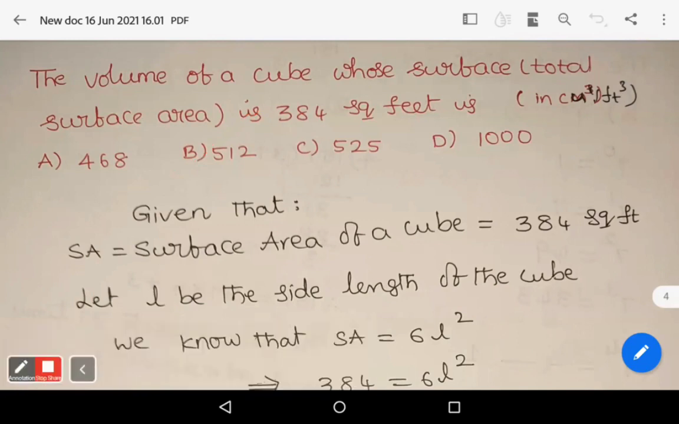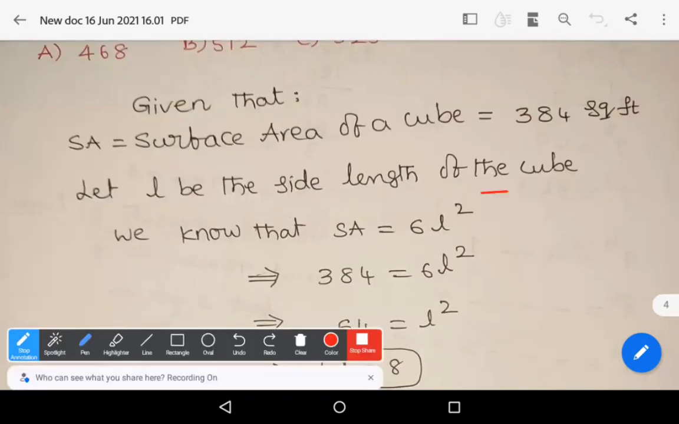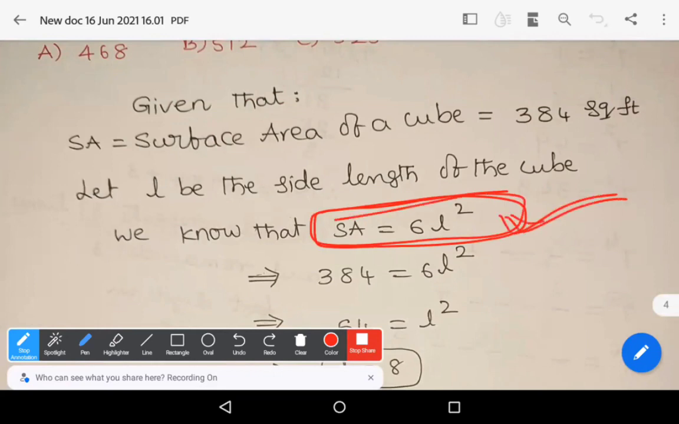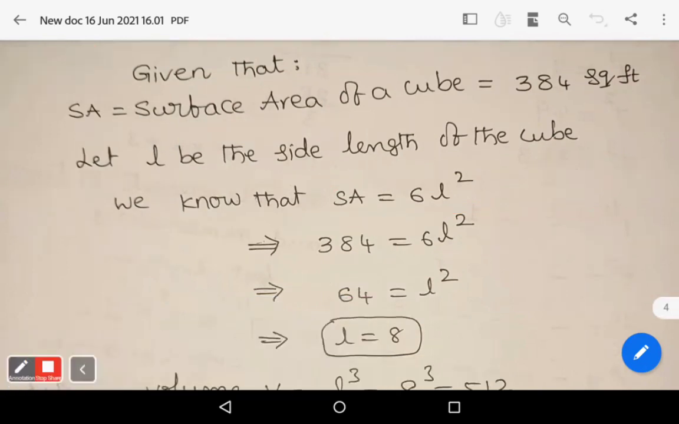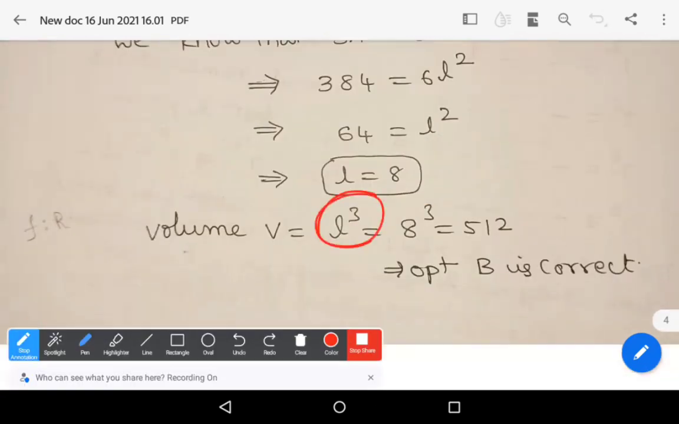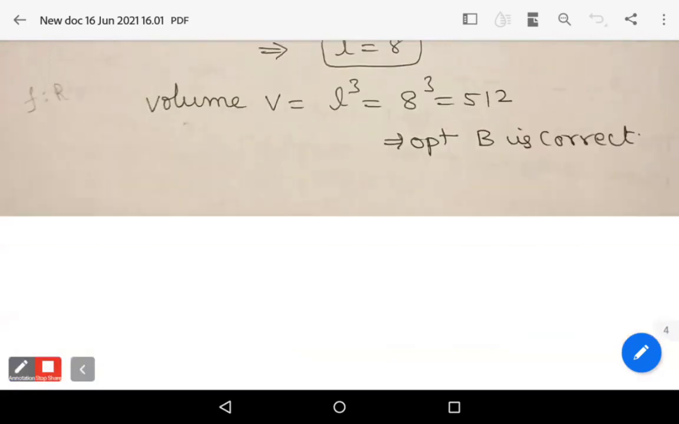Here you remember these formulas. The first one is surface area of the cube, 6L square, and volume of the cube, L cube. Remember the formulas, then it is very easy and simple to calculate.